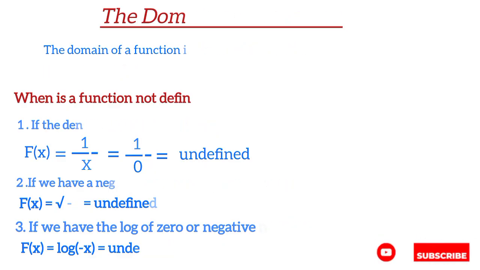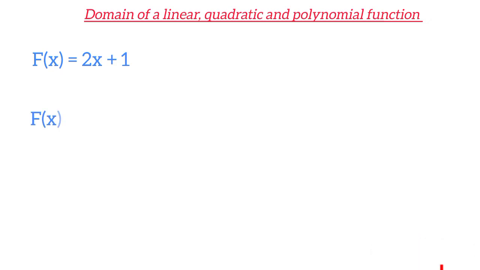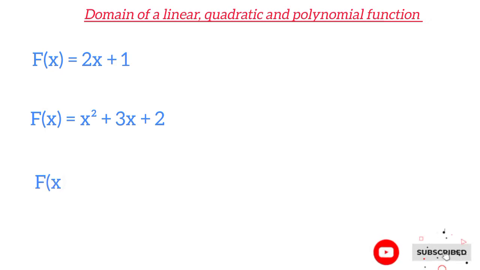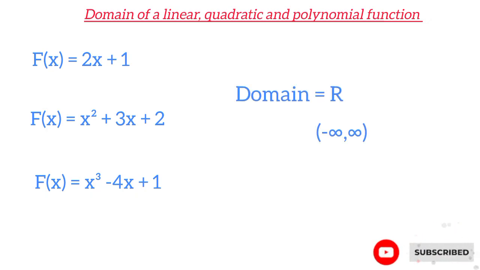Now, let's look at the domain of a linear, quadratic, and polynomial function. For a linear function like f of x is equal to 2x plus 1, a quadratic function like f of x is equal to x squared plus 3x plus 2, and a polynomial function like f of x is equal to x cubed minus 4x plus 1, their domain is all real numbers, that is, from negative infinity to positive infinity. This is because you can plug in any real number and get a valid output. So, linear, quadratic, and polynomial functions are all defined for all values of x.